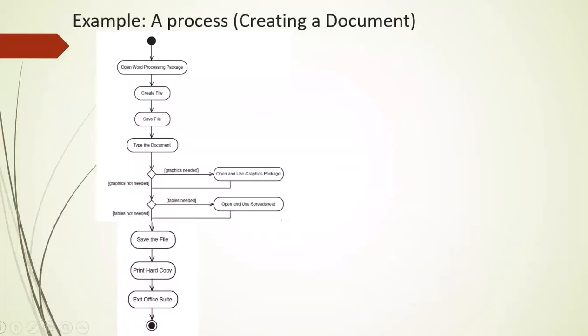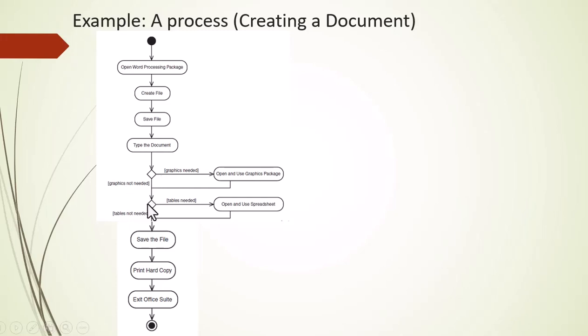So let's see this. The first activity is open the word processing package, create file, save file, type document, and then there is a condition: if graphics needed. If graphics are needed, it will open a new graphics package and then return to this activity. But if graphics are not needed, it will come directly here. These two conditions are mutually exclusive conditions at the decision.